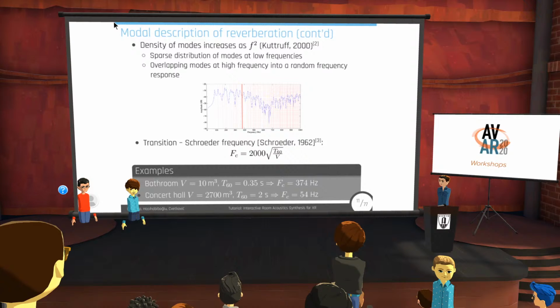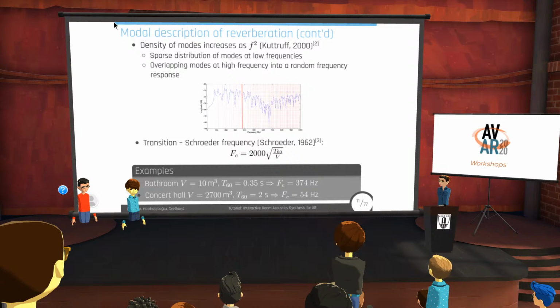So this is an example, for instance, of a room where we can see a certain number of resonant frequencies. In the lower frequency range, we can see that the resonant modes are better separated. There is a sparser distribution of frequencies here. And beyond a certain point, the number of modes is so high that they start overlapping each other and start behaving in a more random or chaotic fashion.